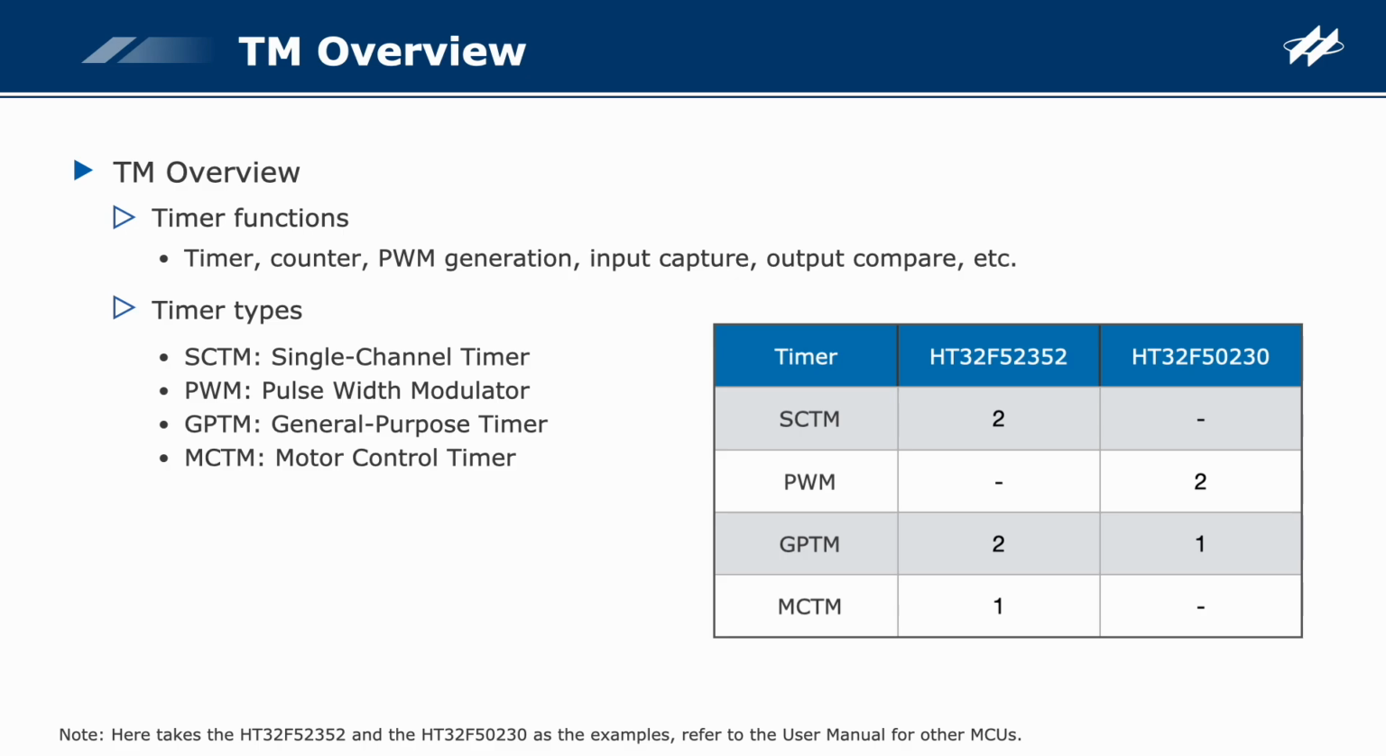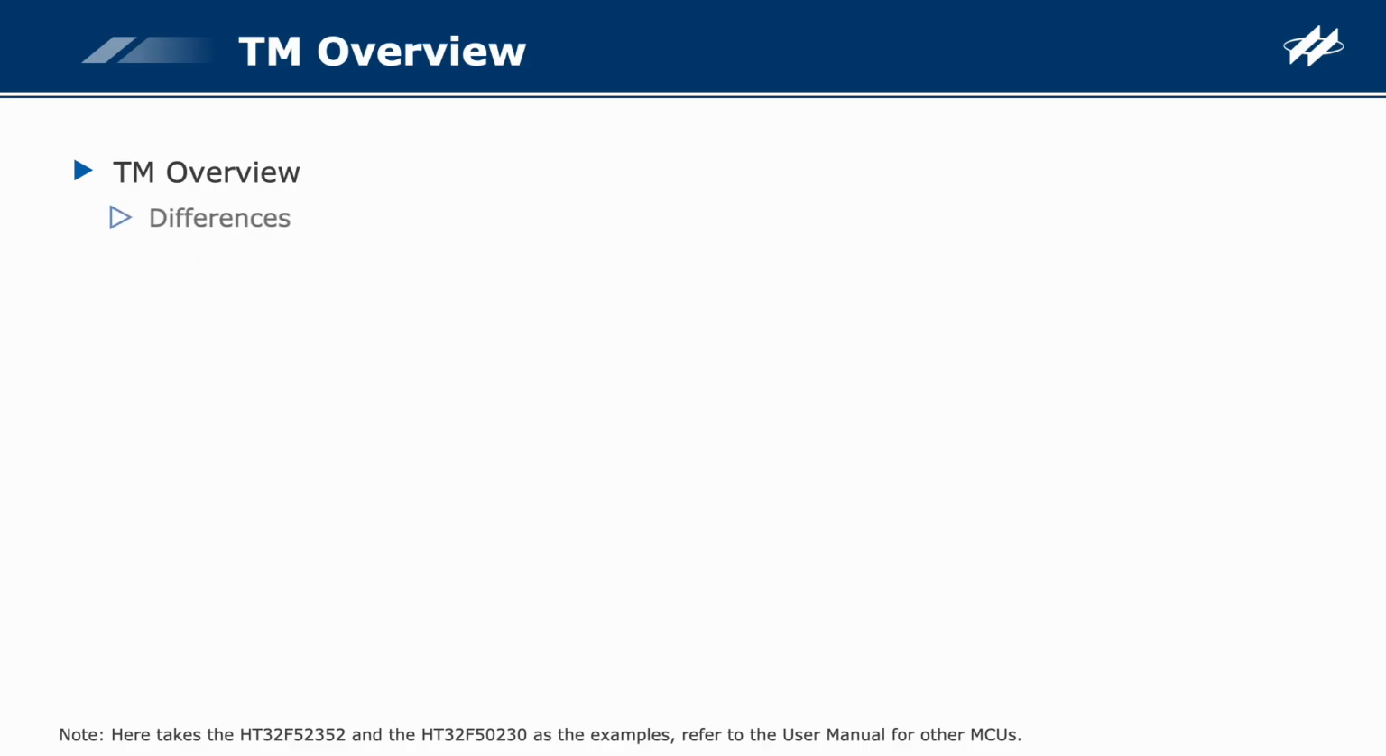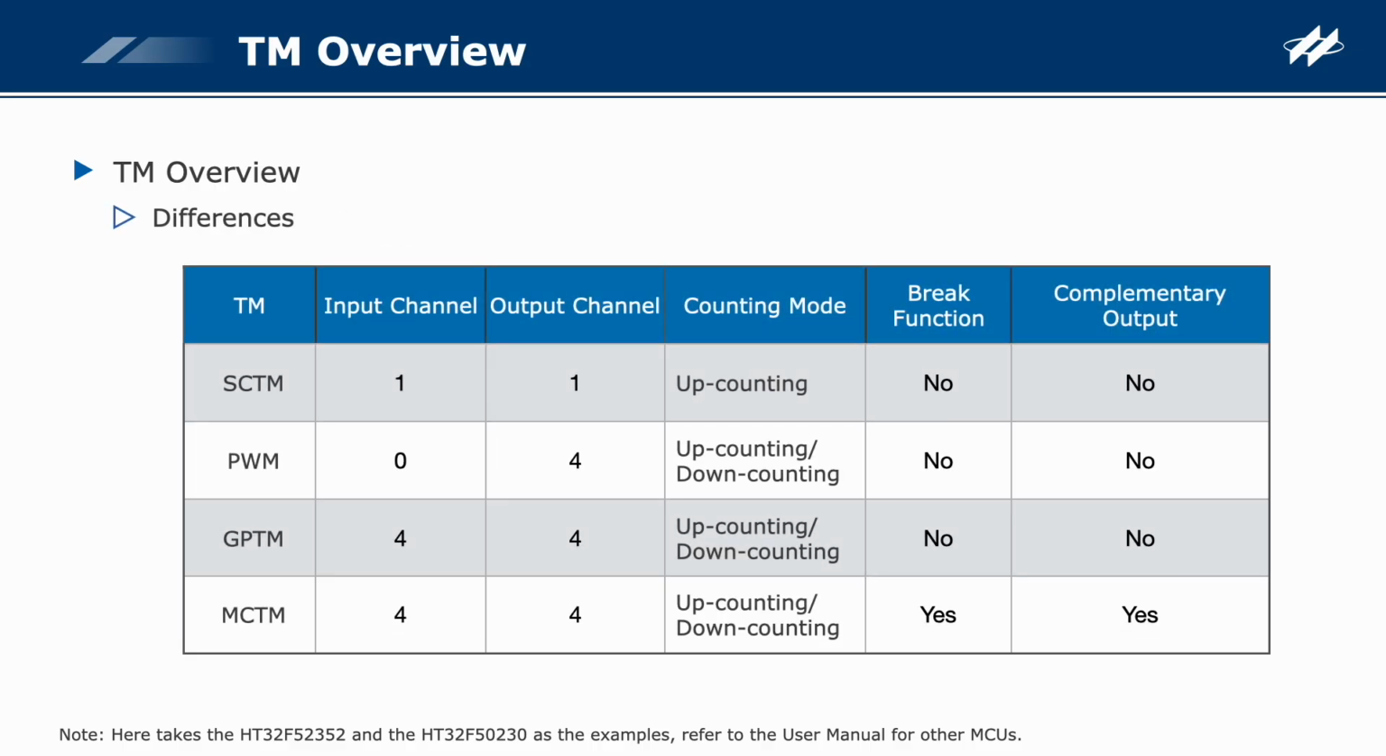We will introduce four timers: SCTM, PWM, GPTM and MCTM. The number of these four timers in the HT32F52352 and HT32F50230 MCUs is listed on the right. The following table shows the main differences between these four timers.